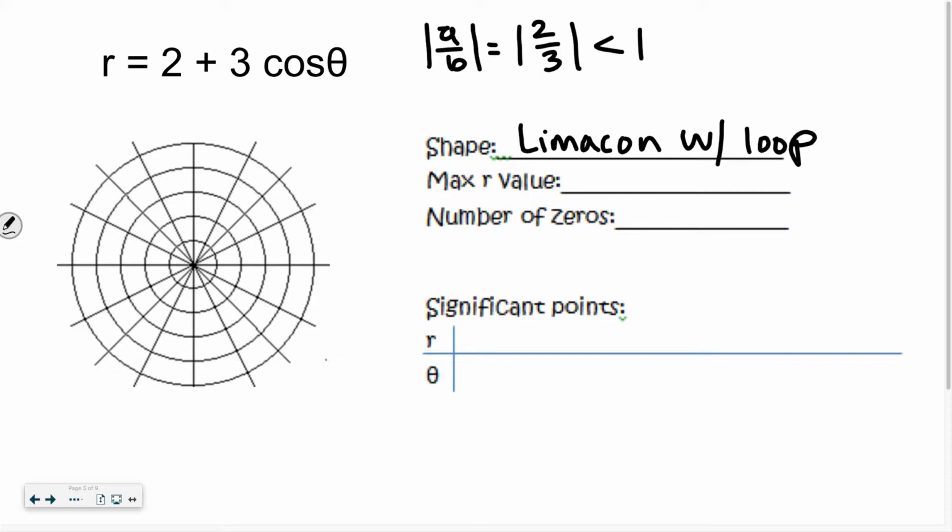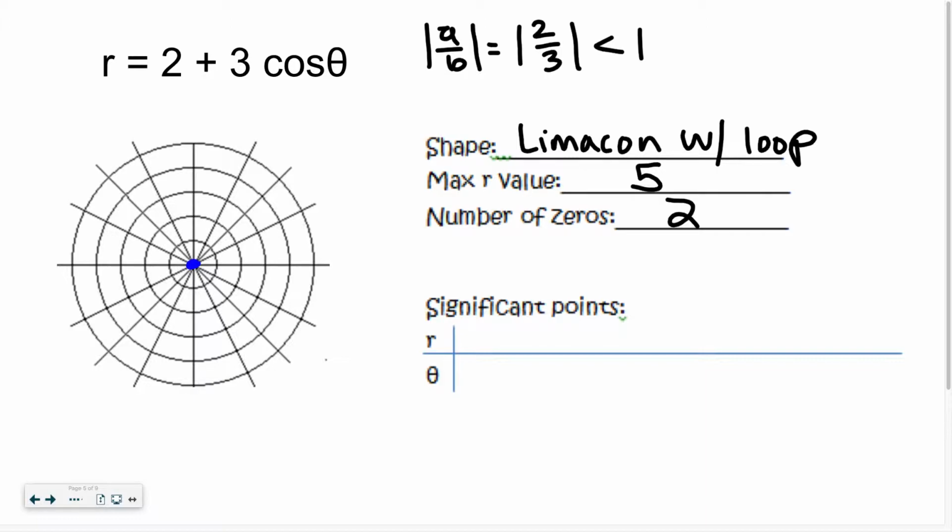Okay, what's the max R value going to be? 5. And the number of zeros, 2, because it has a loop. So we're going to have to cross it twice. If you want, at that point that you know it's a loop, you can put a little point at the origin because you know it crosses through the pole 2 times. So you can put a point there if you want.